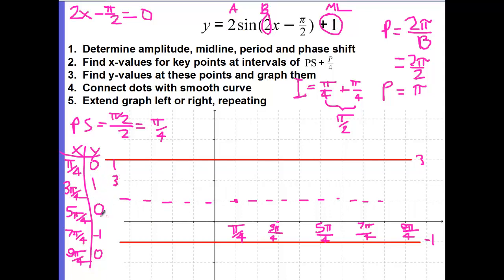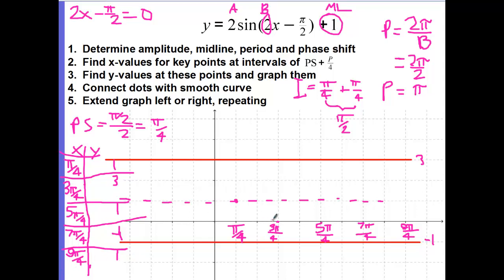At 5 pi over 4, the sine value is 0, so it goes back down to 1, because 2 times 0 is 0, plus 1 is 1. If we put in a negative 1, we get negative 2 plus 1, which is negative 1. That's where it reaches its minimum. Then put in a 0 again for sine: 2 times 0 plus 1, back to 1. So this is what the function does: pi over 4, 1; 3 pi over 4, 3; 5 pi over 4, 1; 7 pi over 4, negative 1; and 9 pi over 4 goes back to its midline.